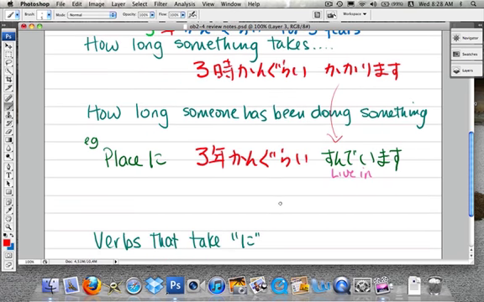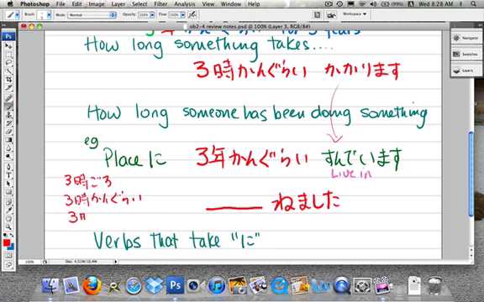For example, we could have nemashita. And we put a nice little blank there, and we give you options. We'll have an option like sanji goro, which is 3 o'clock, or sanjikan gurai, or maybe sanji with no ni. And your best choice here is I slept for 4 hours. Sanji doesn't work because you don't have a ni with it at 3 o'clock. So sanjikan gurai nemashita.